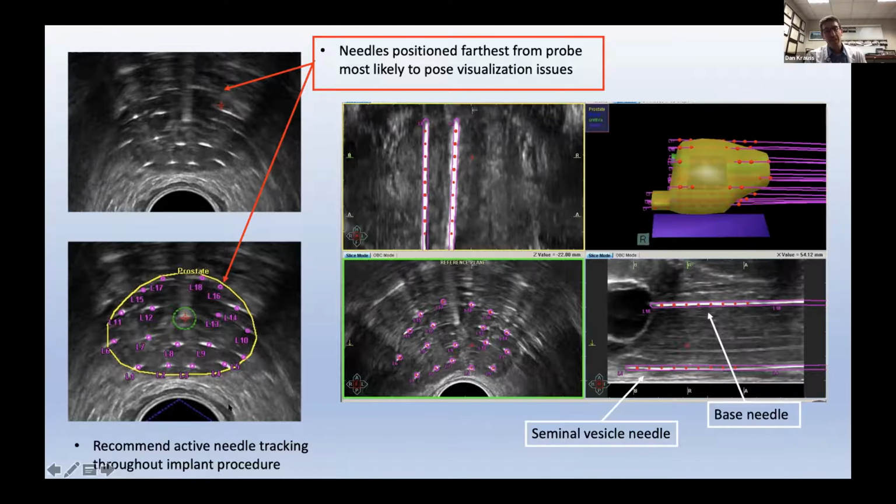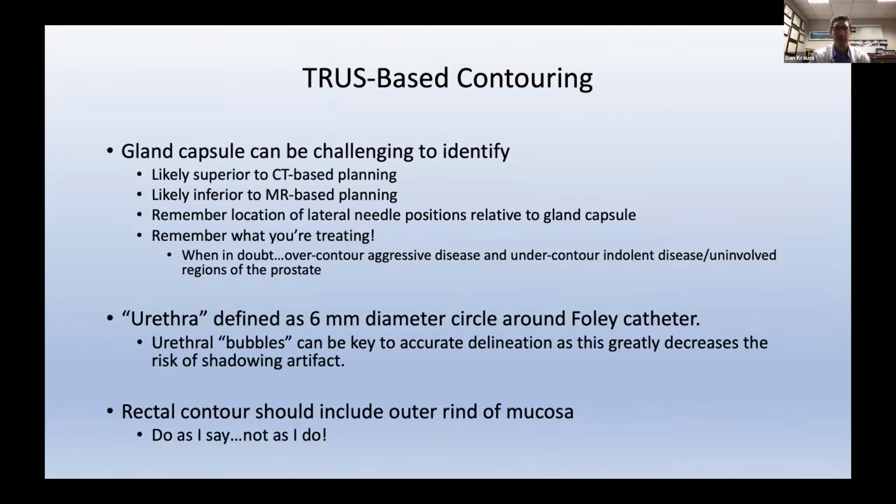I do recommend, on the physics end, active needle tracking throughout the procedure. This will make the digitization process much quicker and easier. You can see here a representation in the coronal plane, and down here looking at the sagittal, you can see a needle very clearly advanced right up to the Foley balloon, and one of our posterior needles advanced a little bit deeper to treat the seminal vesicle. We'll touch on this a little bit more in a moment.